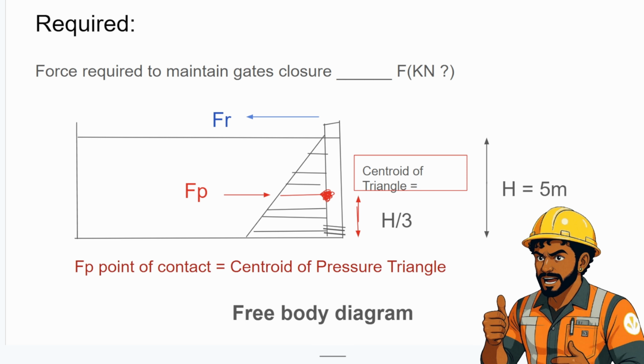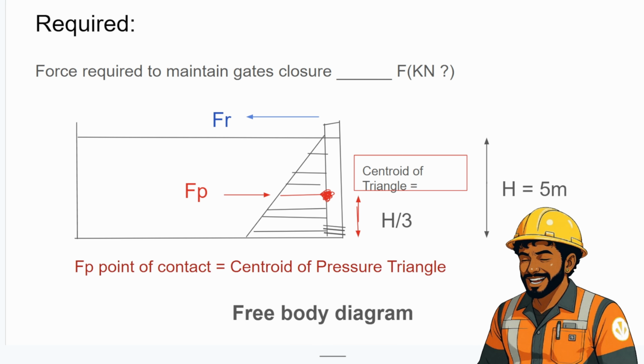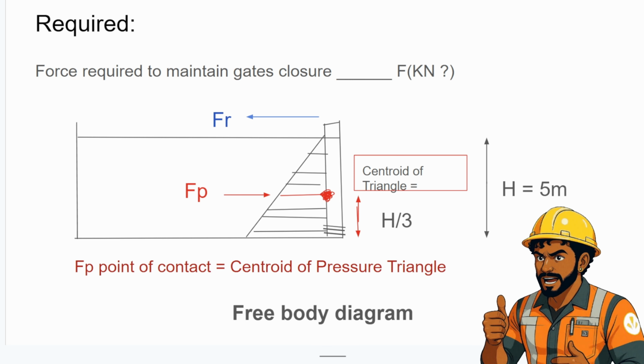In order to understand the relationship between these two different forces, we need to understand their positions first, because we can't do equilibrium of forces if they're not acting at the same point. Now Fr we all know is acting at top of the gate, but where is Fp acting?